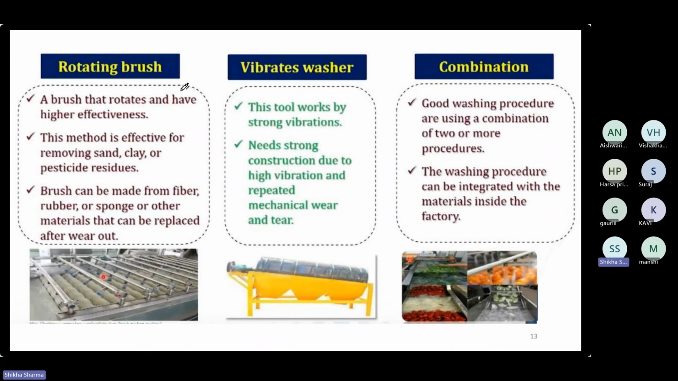Then rotating brush is the method where rotating brushes are there. If the product goes through, then we clean that product. A brush that rotates has higher efficiency. So this method is effective for removing sand, clay or pesticide residues. Brushes can be made from fiber, rubber or sponge material or other materials that can be replaced after wear out. So like this is the system.